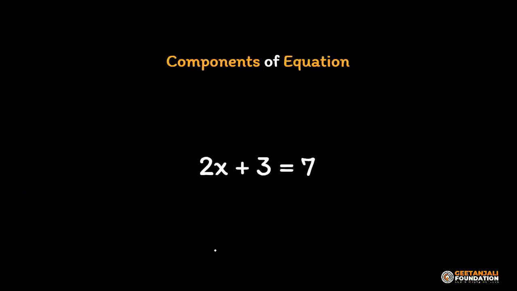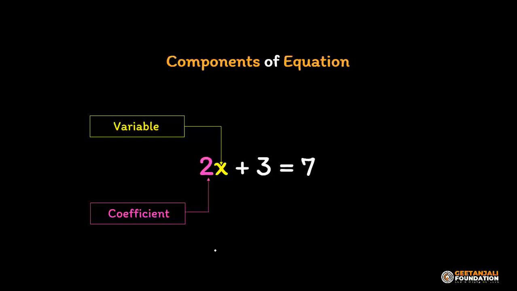Components of equation. Let's get deeper into the components of an equation. I have taken an example here. Our equation is 2x plus 3 is equal to 7. I'll explain all of its components to you one by one. This is variable x. Whenever we solve an equation, we solve to get the value of this variable, so that when we substitute this value here, it becomes a true equation. For a variable, you can use any alphabet to represent it.